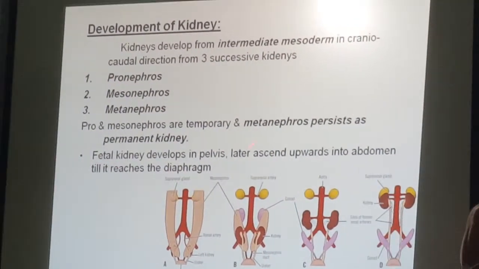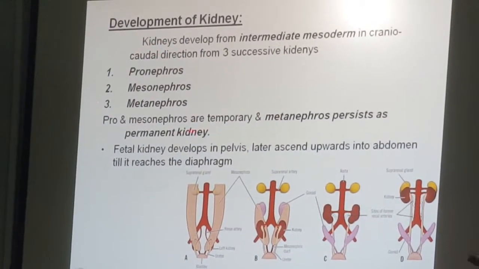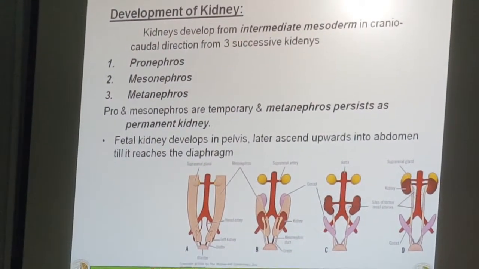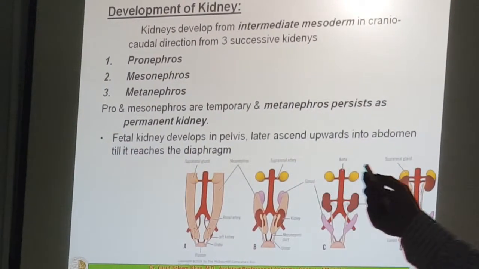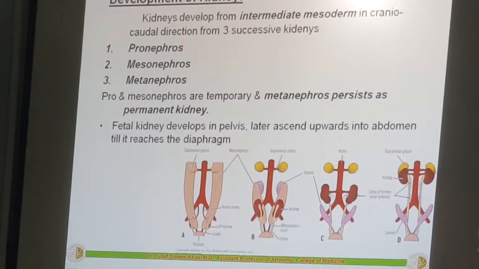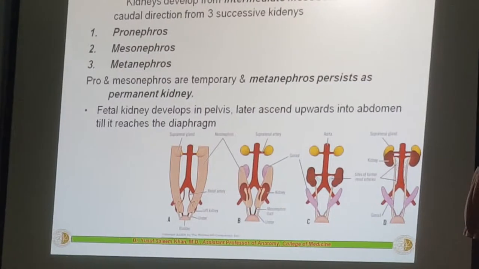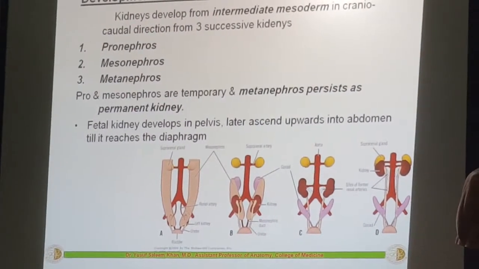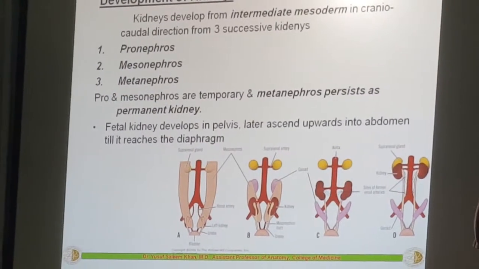The kidney develops from the intermediate mesoderm, which has three parts: the pronephros, mesonephros, and metanephros. Pronephros and mesonephros are temporary. Finally, the kidney is formed from the metanephros.